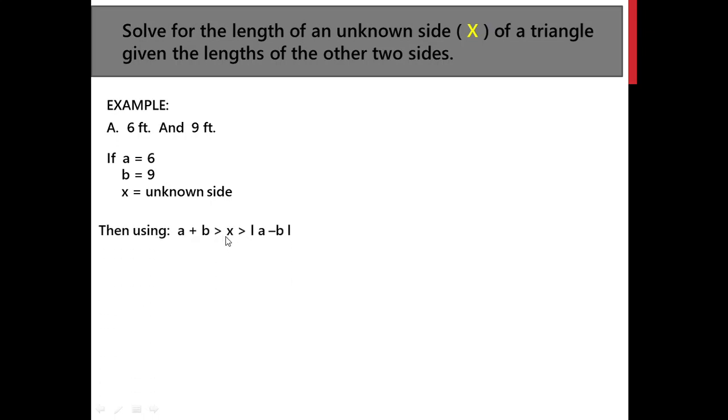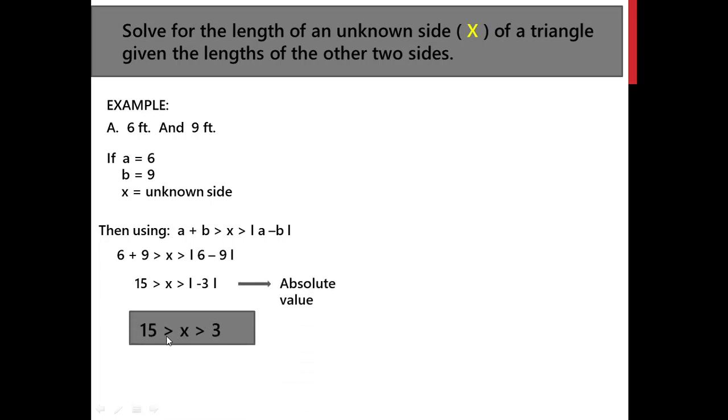So let's use the formula. A plus B is greater than x, and x is greater than the absolute value of A minus B. Now let's input all the given data. You have 6 plus 9 greater than x, and x is greater than the absolute value of 6 minus 9. So 6 plus 9 is 15, greater than x, and x is greater than the absolute value of negative 3, wherein the absolute value of negative 3 is 3.